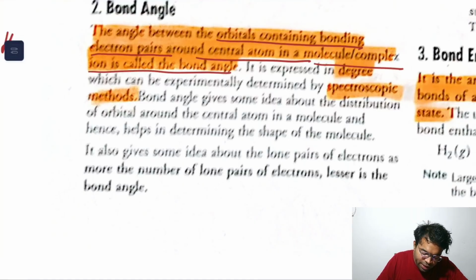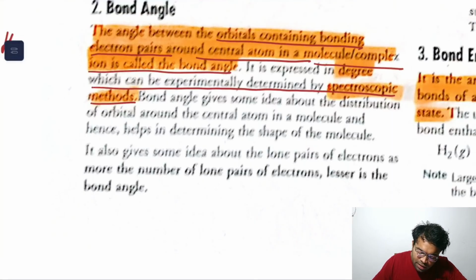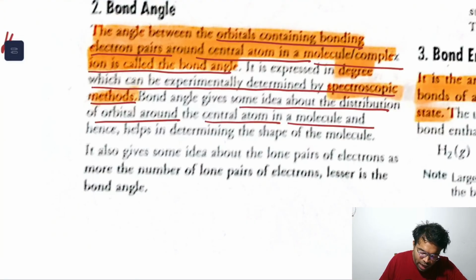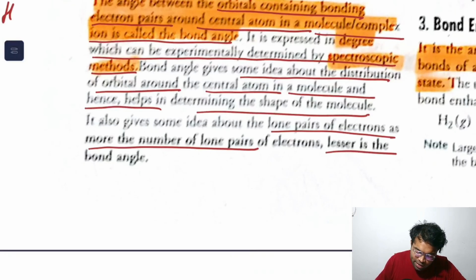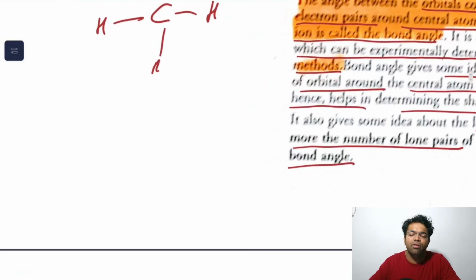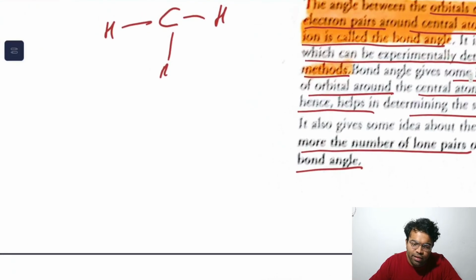It is expressed in degrees, which can be experimentally determined by a spectroscopic method. Bond angle gives some idea about the distribution of orbitals around the central atom in a molecule, and hence helps in determining the shape of the molecule. It also gives us some idea about the lone pair of electrons, as the more lone pairs of electrons, the lesser is the bond angle. Now I'll explain this to you in simple words. Okay, so let's look at this.